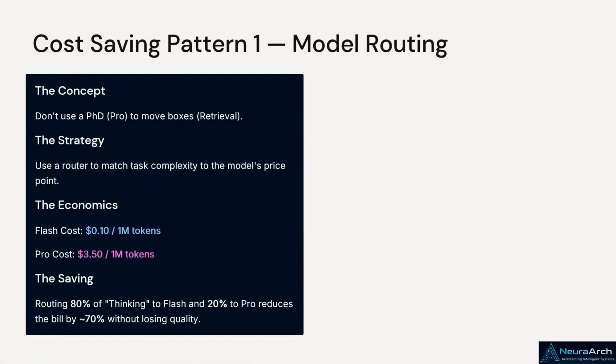So we will start with the concept of understanding how to save the exact cost. Where are the places where we can save the cost? And the first one is model routing. The simple thing: don't use a very high, very pro, PhD-level LLM for each and every node that you have.